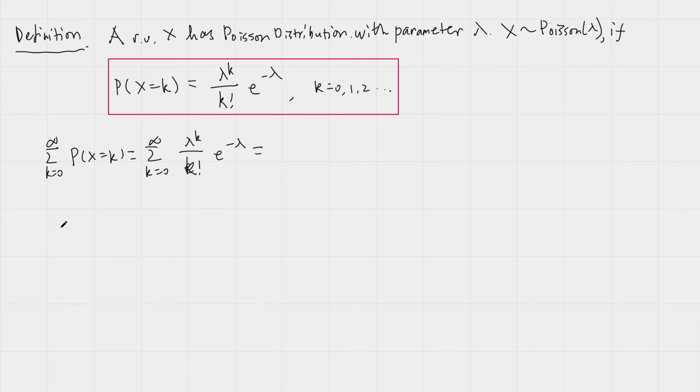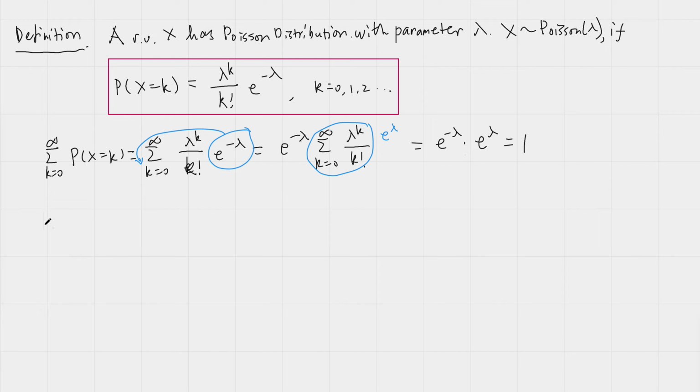This is equal to, let's first move this e to the negative lambda outside of the summation. So this is equal to e to the negative lambda times the summation from k equals 0 to infinity of lambda to the k over k factorial. And this summation is just the Taylor expansion for e to the lambda. So this is equal to e to the negative lambda times e to the lambda. This is 1.